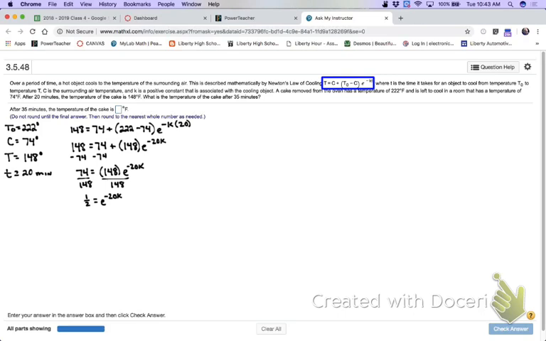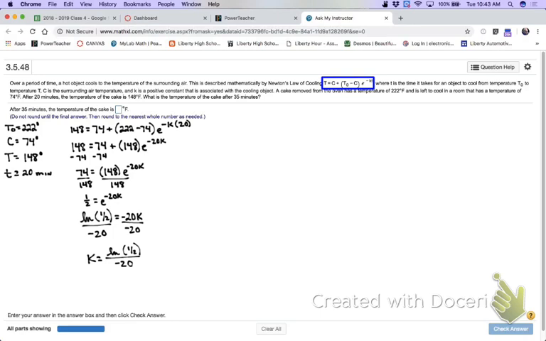Since it's e, I'm going to have to use the natural log. The natural log of 1/2, or 0.5, whatever you want to call it, is equal to negative 20k. Now I'm going to divide by negative 20. So my k value is the natural log of 1/2 or 0.5, divided by negative 20.